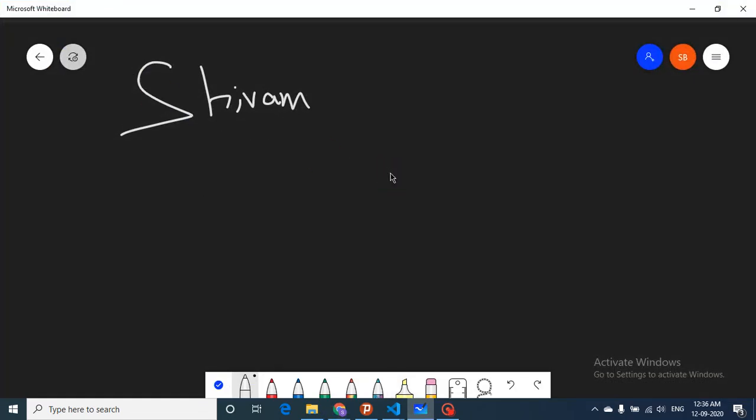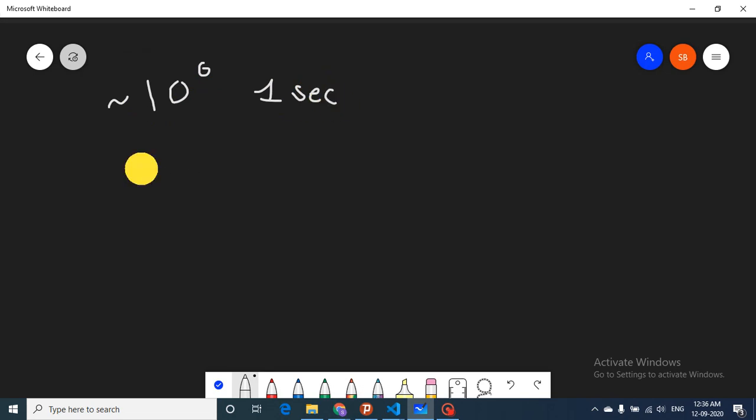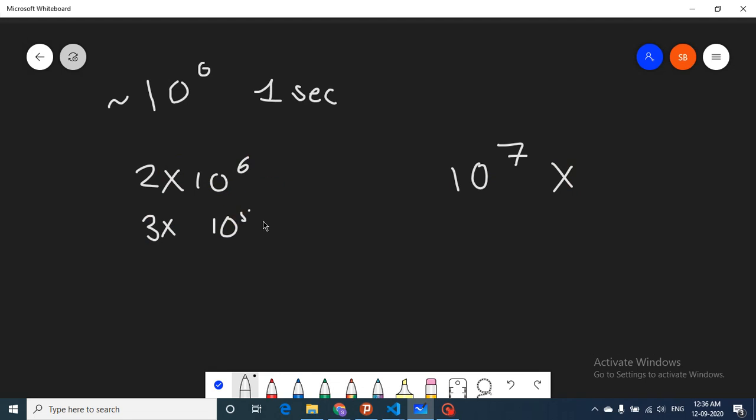What you can easily see here is the first thing to keep in mind: if you are using C++, then when you write a program, you are allowed to do at most around 10 to the power 6 operations in 1 second. You can also take 2 times 10 to the power 6 operations, but you cannot do 10 to the power 7 operations, that's for sure. You cannot do such operations in 1 second. You can do 2 or approximately 3 in 1 second.